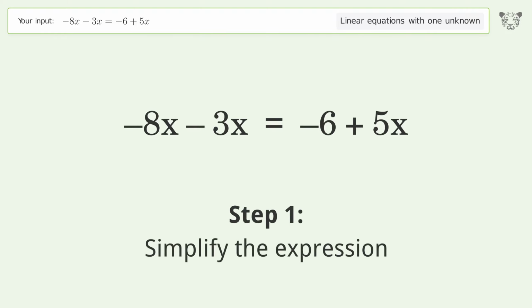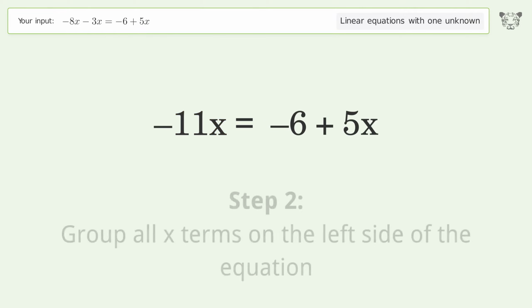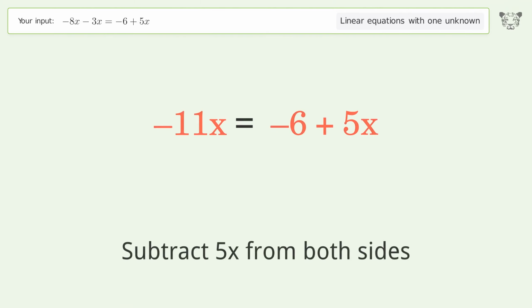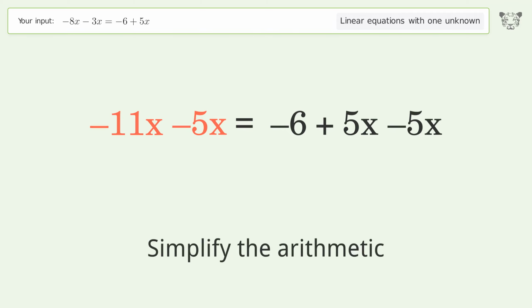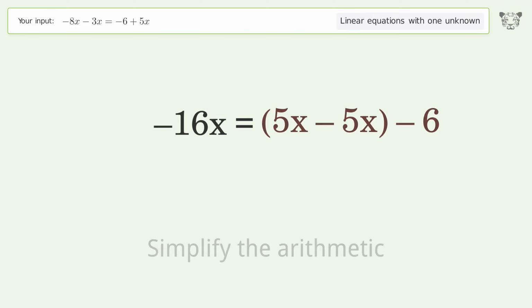Simplify the expression. Simplify the arithmetic. Group all x terms on the left side of the equation. Subtract 5x from both sides. Simplify the arithmetic. Group like terms. Simplify the arithmetic.